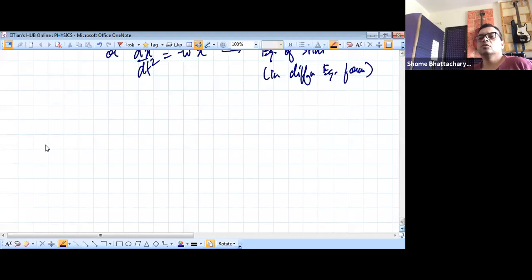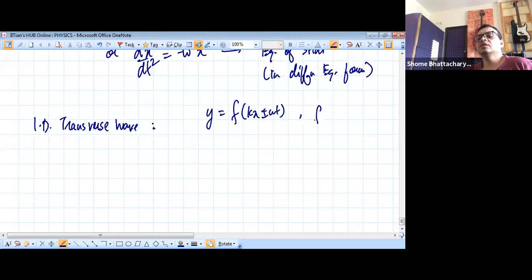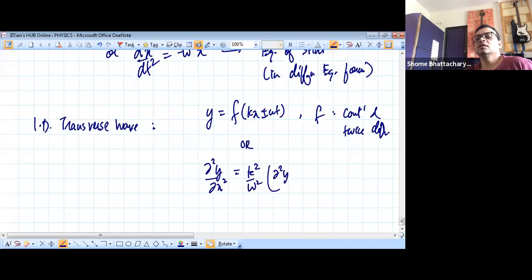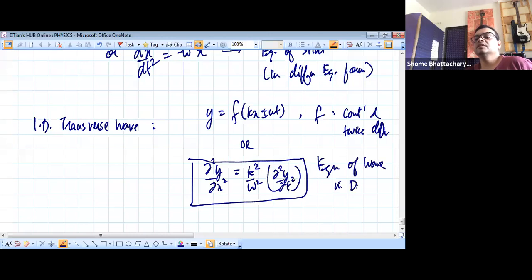So like that, when we talk about 1D transverse wave, we have the general equation where there's a condition on f that it is continuous and twice differentiable. Or we can say that's the same thing as saying that del 2y by del x square is equal to k square by omega square del 2y by del t square. That's the same thing as this. This is also the equation of the wave, but this is the equation of wave in differential equation form.